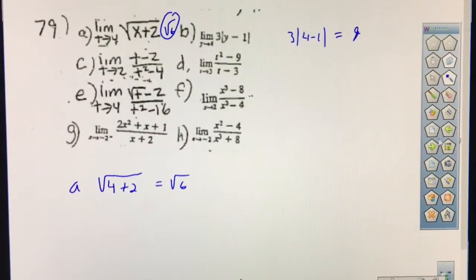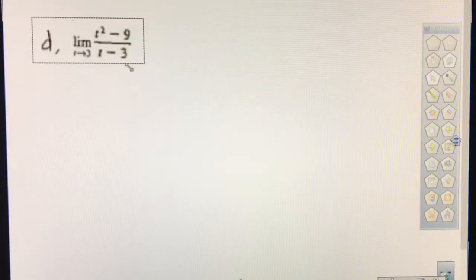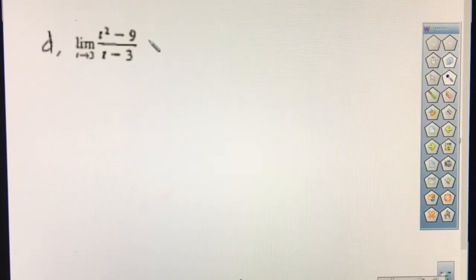Part D is probably going to be the same thing. I'm going to get 0 over 0. So I'm going to take that to its own page. I'm going to do a little factoring. First thing you want to do is plug in the 3. That's going to give me 9 minus 9. That equals 0. Whoops. Over 0. Because 3 minus 3 is 0.